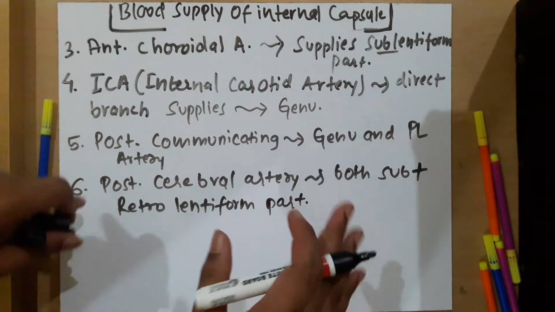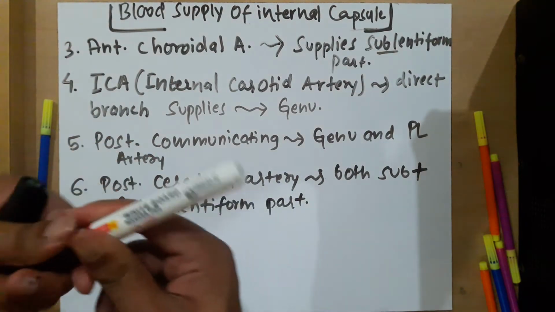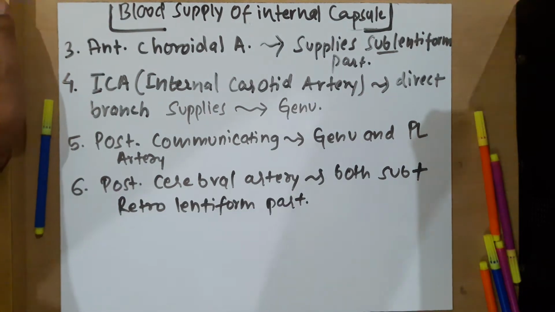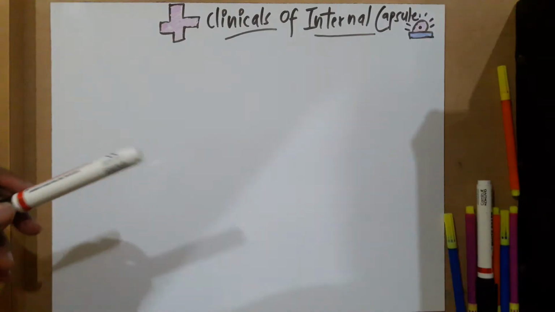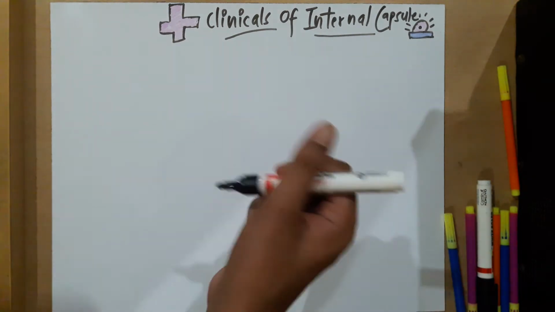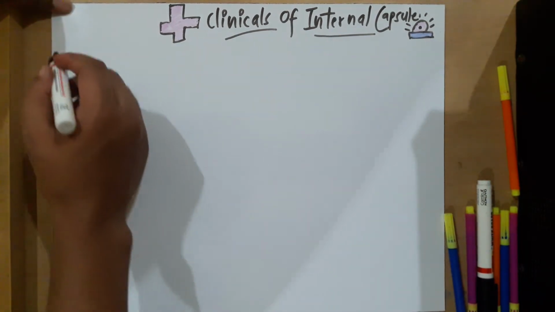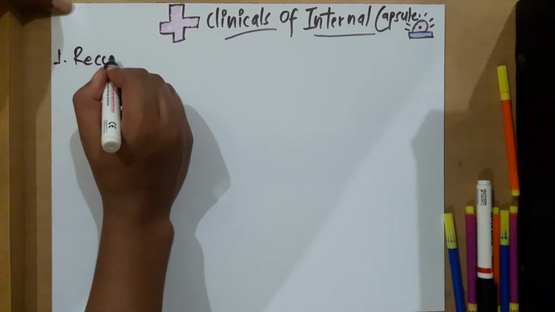So this is about the blood supply of the internal capsule. Now we shall discuss the clinicals. These clinicals are quite simple, based on the blood supply. So let's discuss the clinicals of the internal capsule. As I told you, these are based on the blood supply. So first, the recurrent artery.